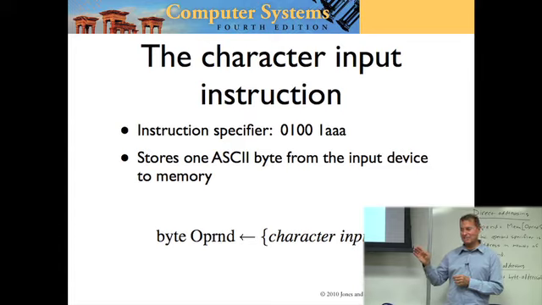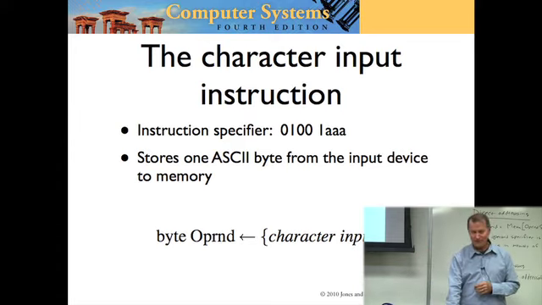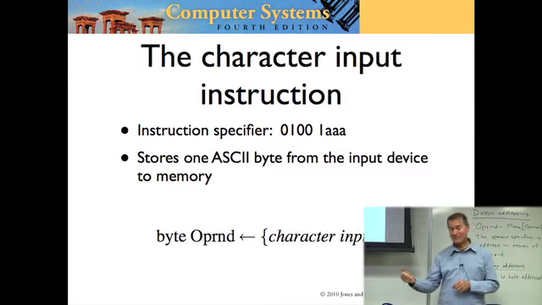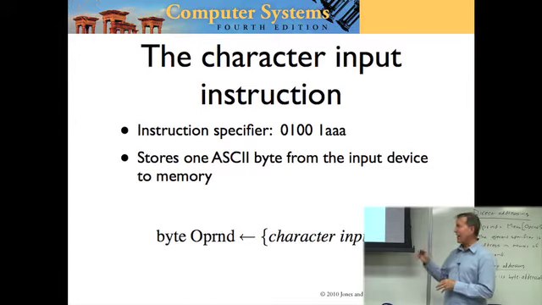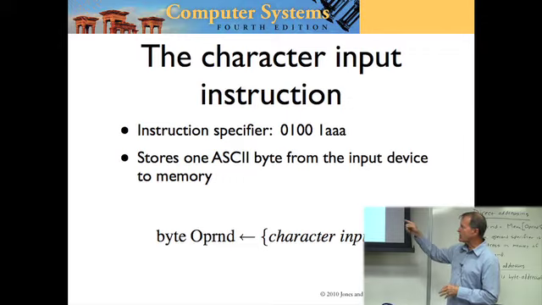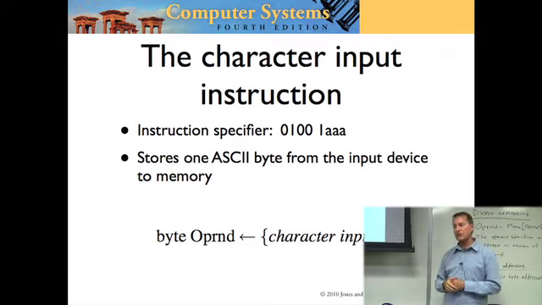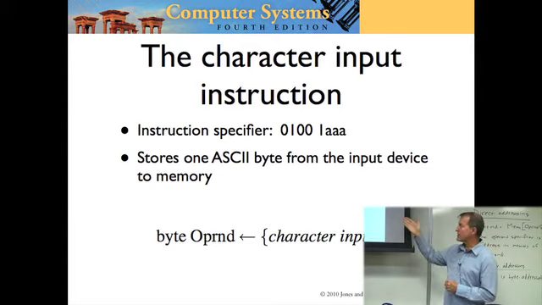Are you with me? Input device could be a keyboard, or it could be a file. Is everybody clear? And furthermore, it comes 1 character at a time. So what it does is it stores 1 ASCII byte from the input device. And where does it go? Does it go to the CPU? No, it goes to memory. Is this a unary or a non-unary instruction? Non-unary, because the operand specifier tells it where it goes.